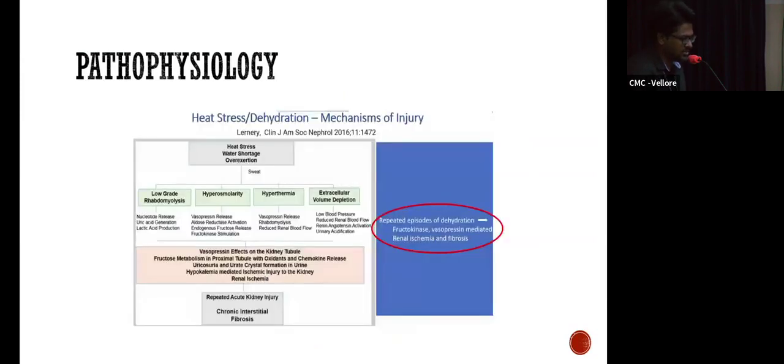So this is another picture that depicts the pathophysiology. Low grade rhabdomyolysis, those will be the contributing factor, but the single most important thing will be the heat stress that leads to the repeated episode of dehydration, activation of fructokinase, and vasopressin mediated acute tubular injury followed by fibrosis.